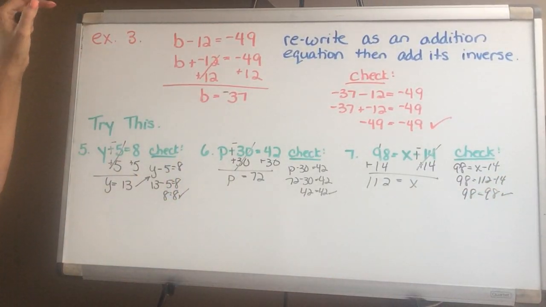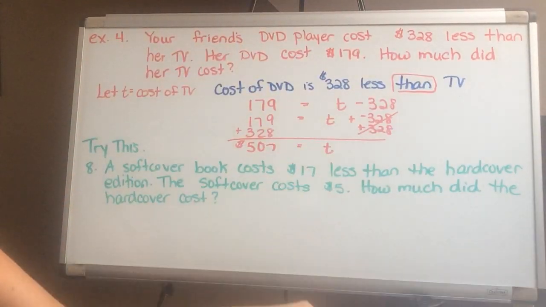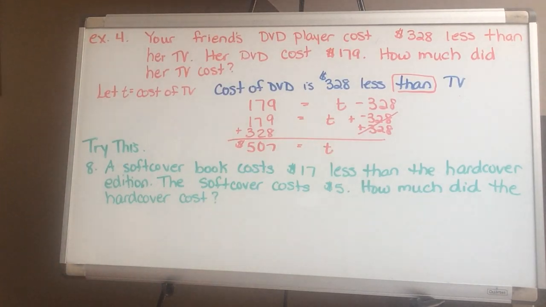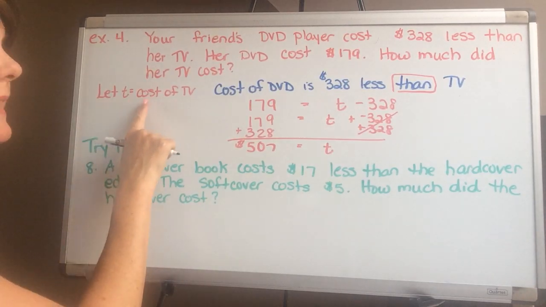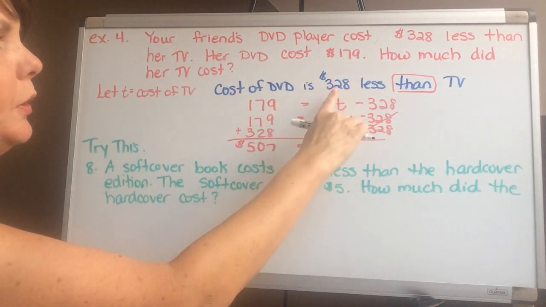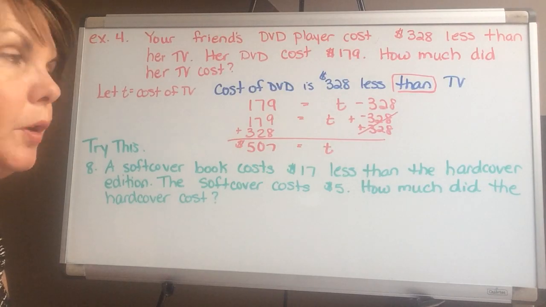Okay, let's try a word problem now. Your friend's DVD player costs $328 less than her TV. Her DVD costs $179. How much did her TV cost? So let T equal the cost of the TV. The cost of the DVD is $328 less than the TV. I took those words right out of the word problem.